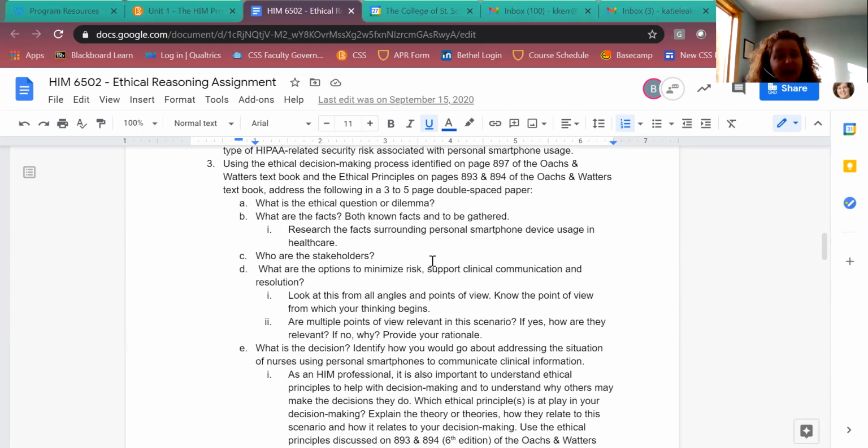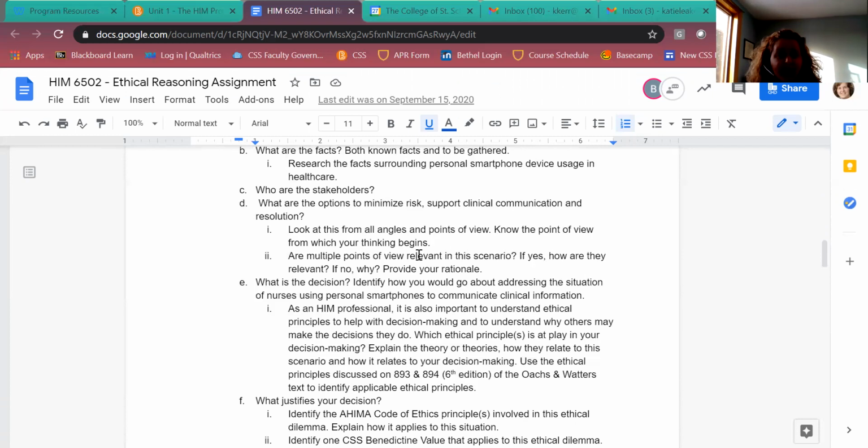Next, what are the facts, both known facts and to be gathered? Explain what is known and what information you need in order to work through the situation. It would be best if you researched the facts surrounding personal smartphone device usage in healthcare. I think that'll give you a good sense of what kind of information you need to gather and what should be considered in this situation.